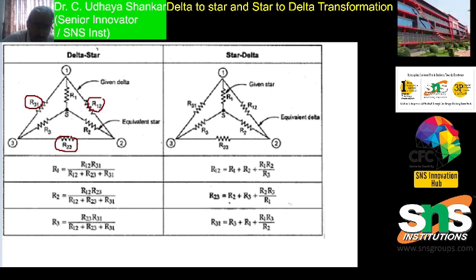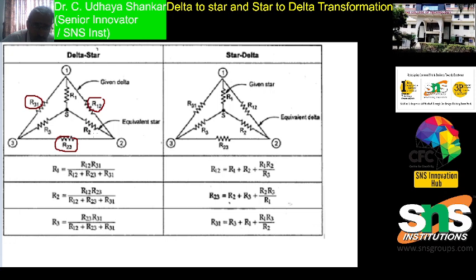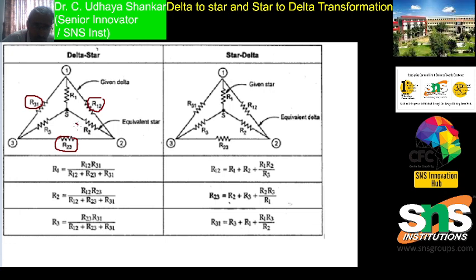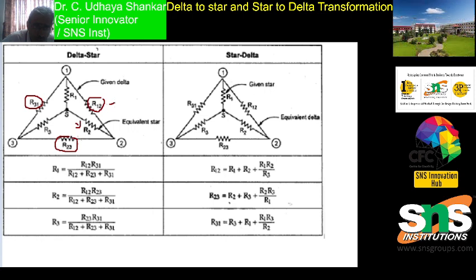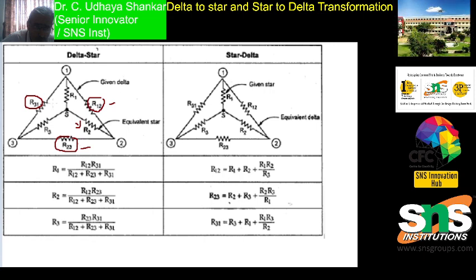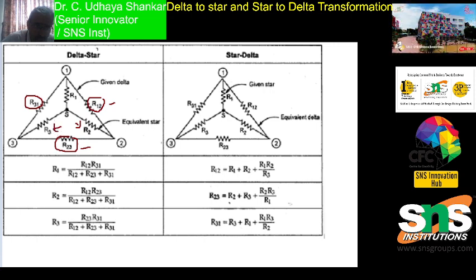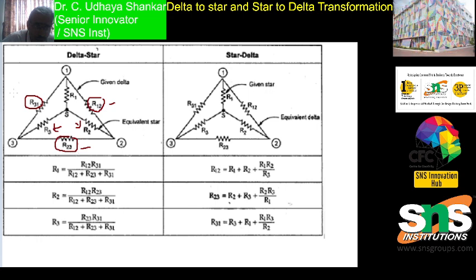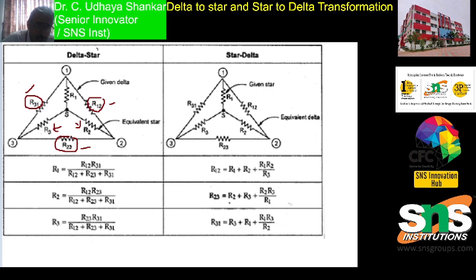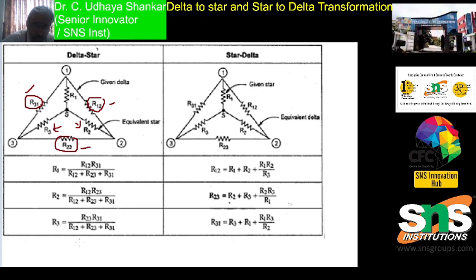So similarly, if I want to find R2, here R2 is there. So in order to find R2, I want to find the product of R12 and R23, divided by the summation of all the resistances. Similarly, if I want to find R3, R3 is nothing but the product of R23 into R31. Okay, so you just multiply both and you divide by the sum of all of these. So this is how you will be converting delta to star. It's very simple if you understand the logic behind how the conversion takes place. Okay, so that's all regarding delta to star.